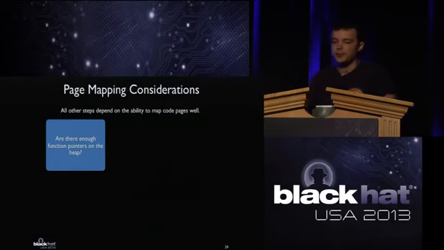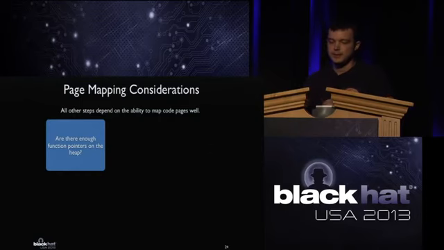Now, one of the big questions is regarding page mapping. Since all of the steps in our framework rely on our ability to map out a large number of code pages, to find gadgets within them, to find API calls within them, it's worth looking at how well we're able to do that page mapping in detail.